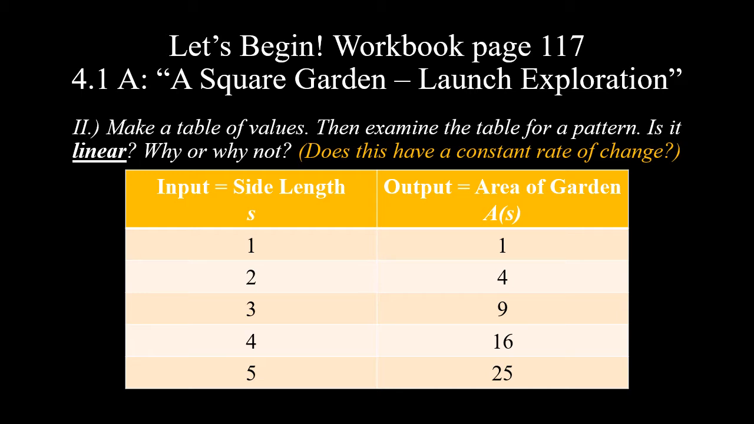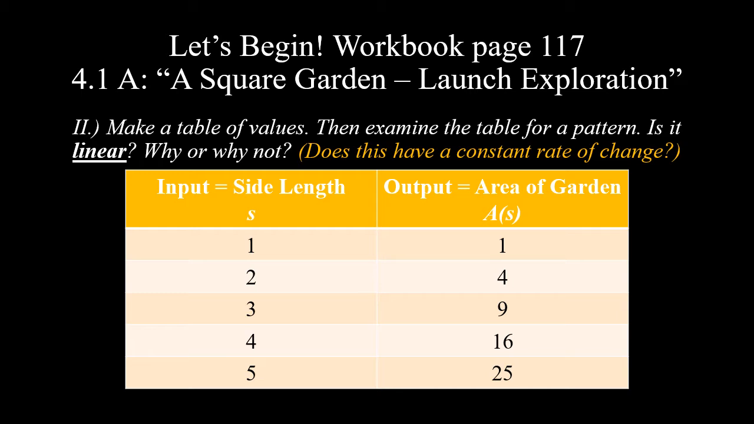When we look at our input and our output, is our output changing at a constant rate as our input increases at a constant rate? So let's check. All right, we always start with our input. So here's my table. On the left, I have my input, which we said was side length, and we gave it the smart label S. And on the right, I have my output, which is the area of the garden. We gave it the smart label A.